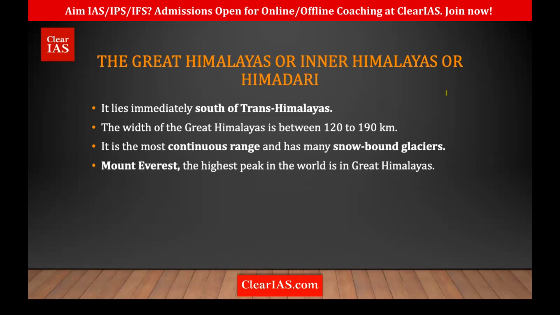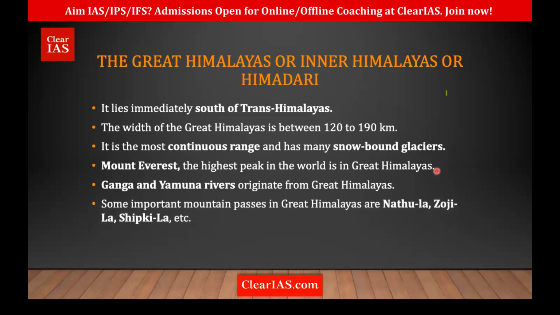And the highest peak, Mount Everest, is located on this Himadri. Apart from that, the rivers such as Ganga and Yamuna also originate from the Himadri ranges. All the glaciers, the Gangotri Glacier and the Yamunotri Glacier, everything is on the Great Himalayas. Then the important passes, Nathula, Zojila, Shipkila, all these are on this Great Himalayas or Himadri.